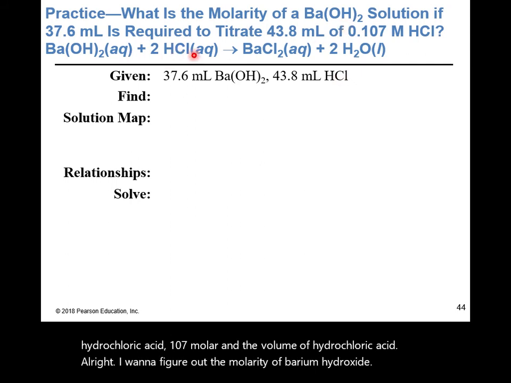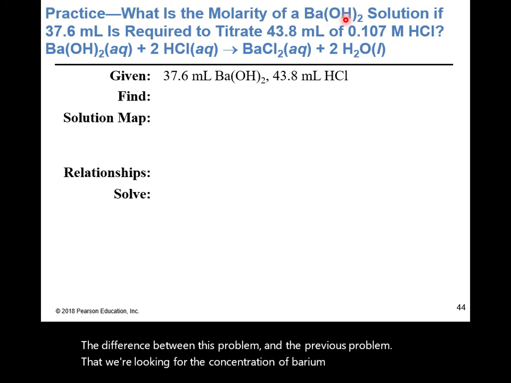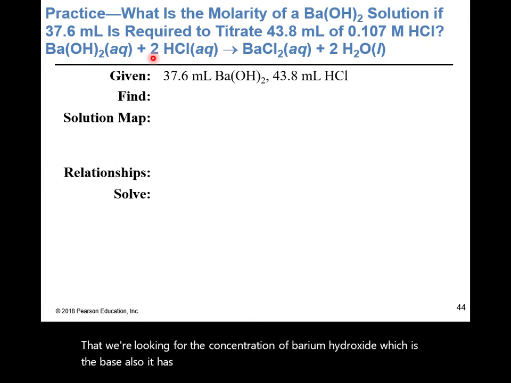The difference between this problem and the previous problem is that we're looking for the concentration of barium hydroxide, which is the base. Also, it has 2 hydroxide. That means I need twice as much hydrochloric acid. That's where stoichiometry comes in.